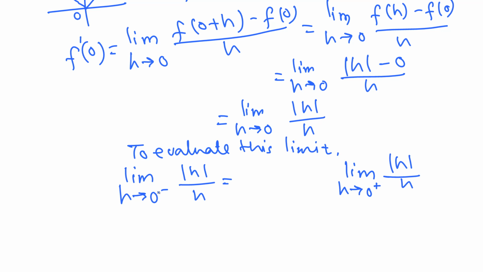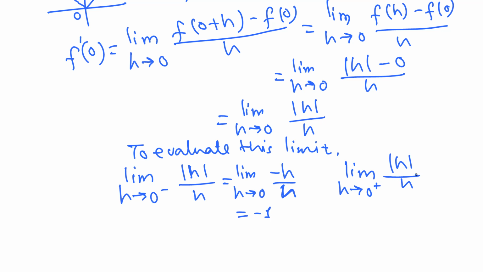Okay, so when h goes to 0 from the left side, it means h is less than 0. In fact, h is negative. Then the absolute value of h will be negative h, because h is negative in this case. This is negative, and when we put a negative sign in front, the whole thing becomes positive, over h. The h cancels, so negative 1. Okay, so the left hand limit of this is negative 1.